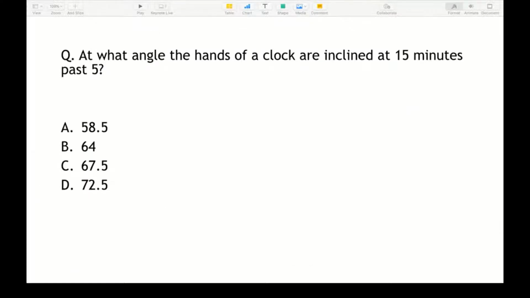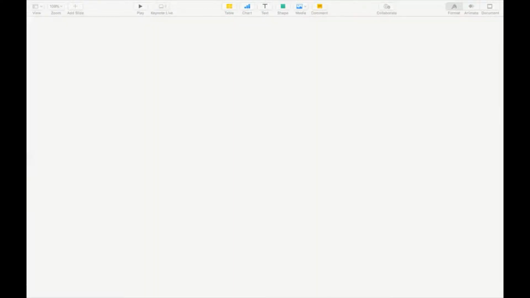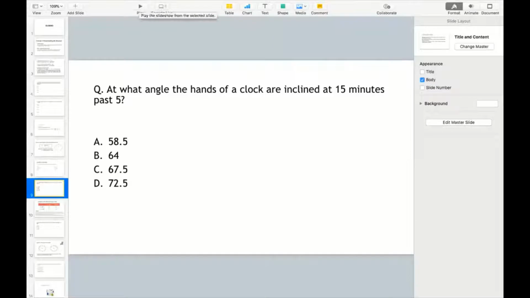Okay, so a simple question for you. If I ask you that in 12 hours, for how many times do the hands of a clock coincide with each other? In 12 hours, let's say from 12 midnight to 12 noon, in these 12 hours, for how many times do the hands of a clock coincide with each other?